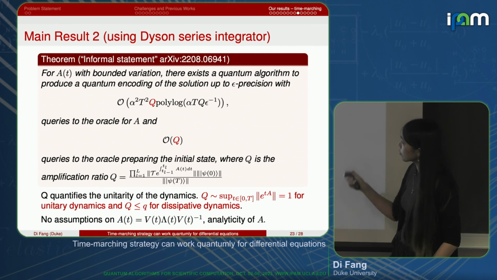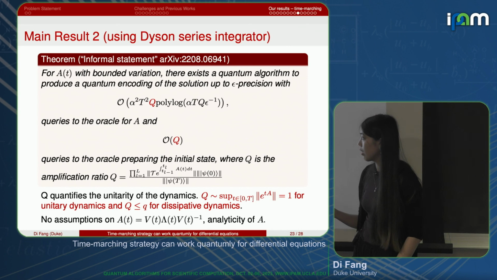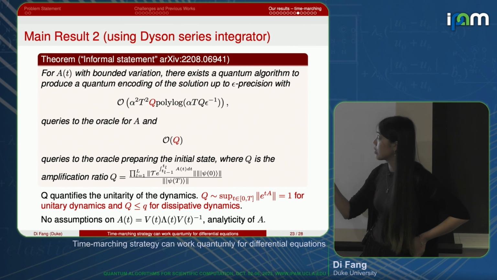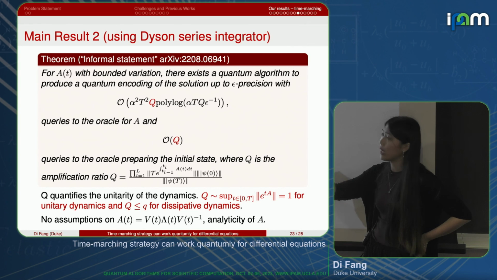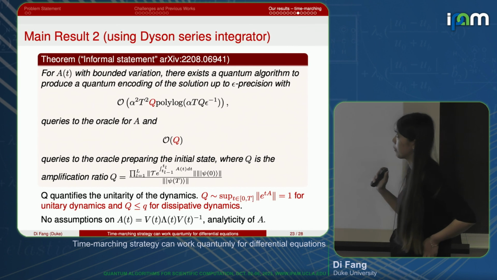A nice thing about this algorithm is that there are no assumptions that A needs to be diagonalizable at all times, and the upper bound in terms of V. You also do not need analyticity of A in order to achieve a log dependency in the precision. We only need a bounded variation, and a bounded derivative is a sufficient condition for bounded variation.